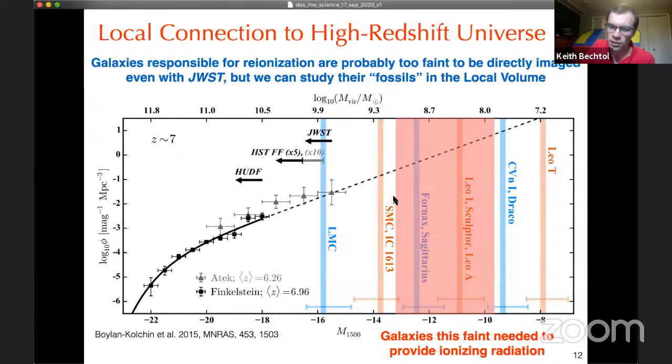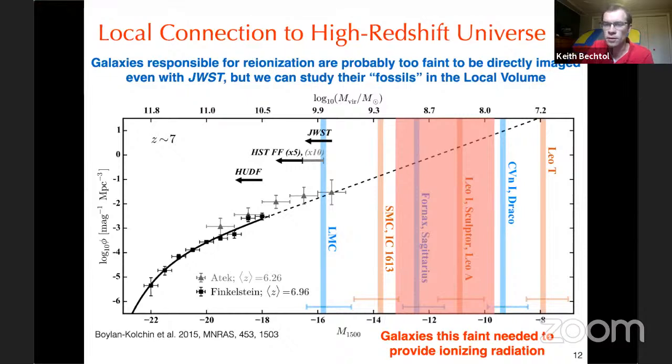But we think that in terms of the galaxies that are needed to provide this ionizing radiation for reionization, effectively, you would need to be looking at galaxies that are much fainter, galaxies that are analogs of Fornax or Sagittarius, for example. And these are already the types of systems which we can study in detail with the current generation of surveys when we look in the immediate vicinity of the Milky Way.